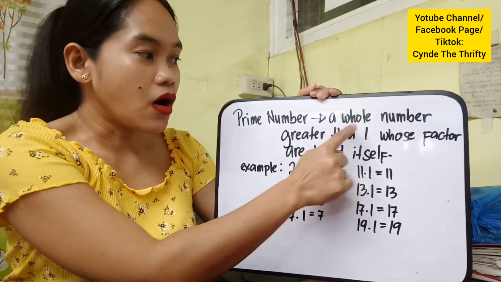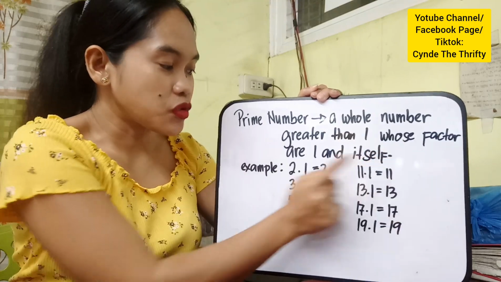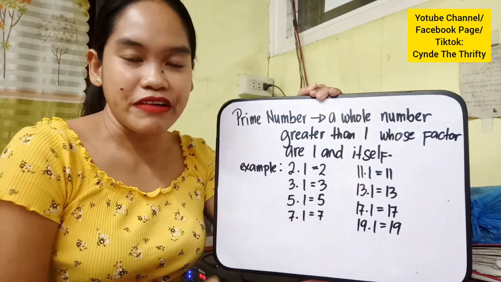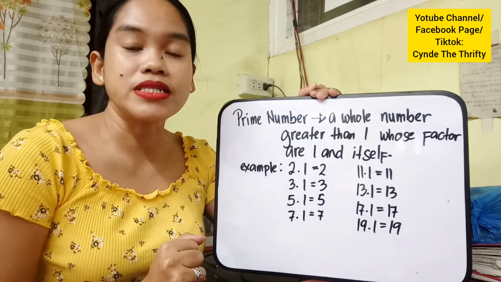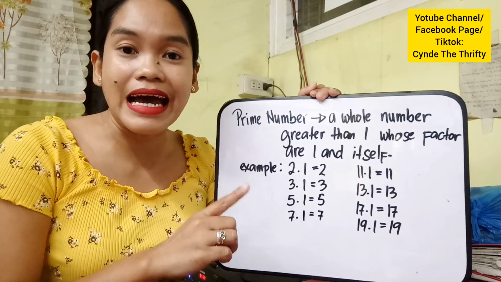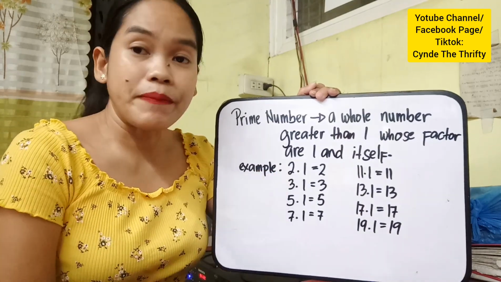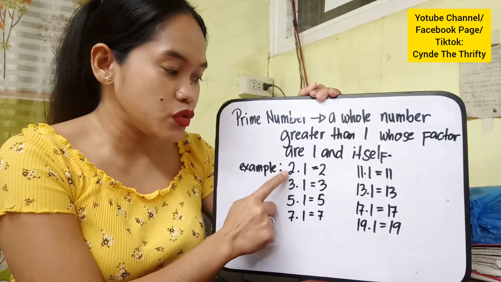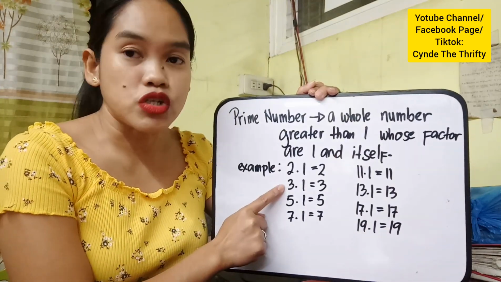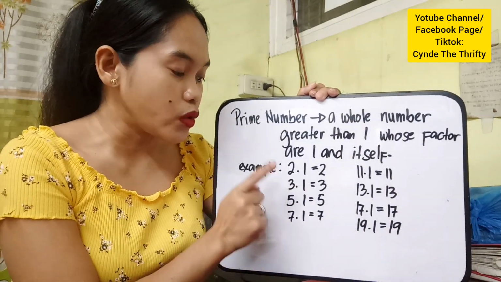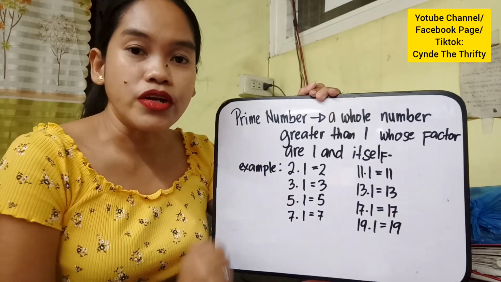Prime number is a whole number greater than 1 and whose factors are 1 and itself. So, ang prime number, yun yung mga number na greater than 1, tapos ang kanyang factor is yung sarili niya lang at ang number na 1. So, for example, 2. Kapag i-factor mo si 2, ang kanyang factor is 2 times 1 lang talaga. Wala nang ibang number. Si 3, kapag i-factor mo siya, 3 times 1 lang talaga siya. So, ibig sabihin, ang kanyang factor ay ang kanyang sarili at 1. So, yun ang mga prime number.